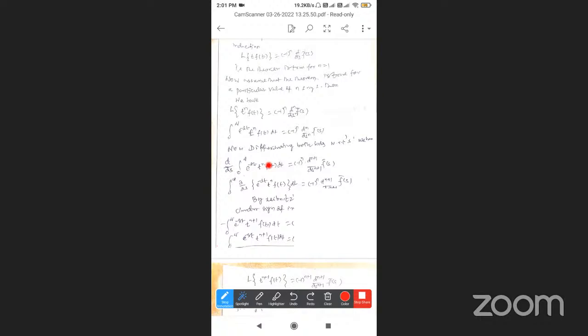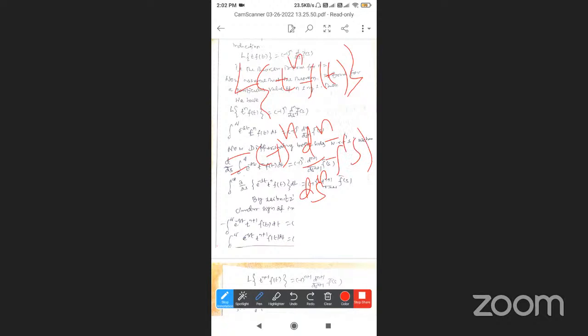For a particular value n, we have the Laplace transform of t power of n into f of t is equal to minus 1 whole power of n, d power of n by ds power of n, into f bar of s. So the assumption is true.